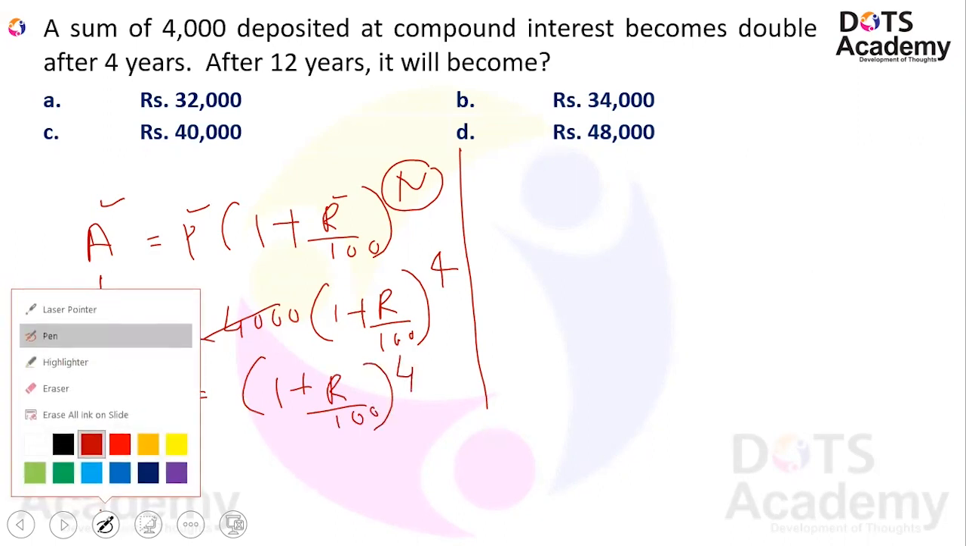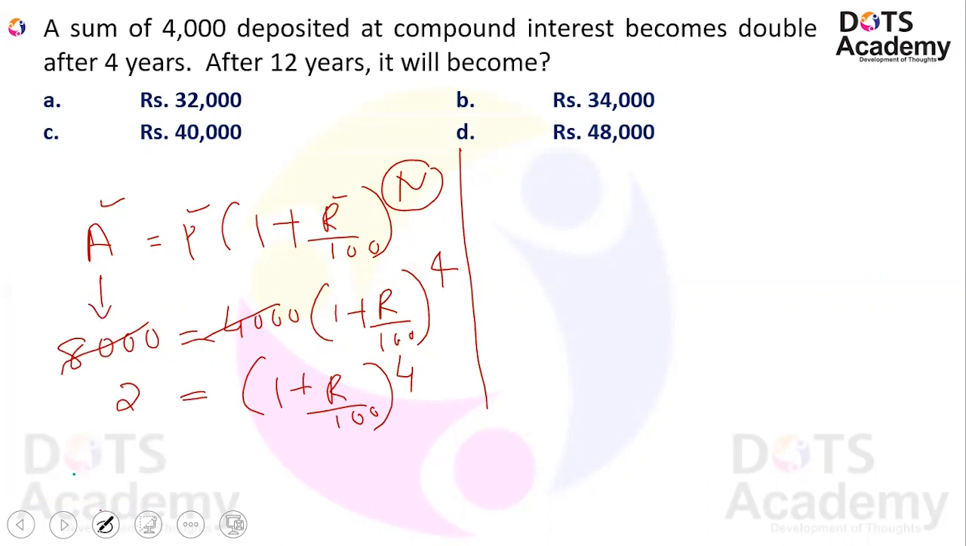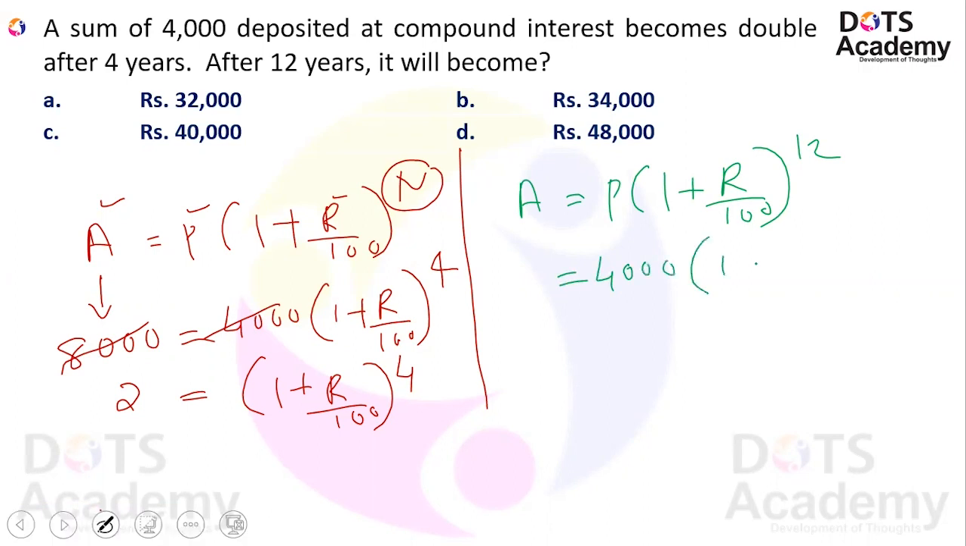Next, we have to find out the amount after 12 years. That is, amount is equal to principal into 1 plus rate by 100 the whole raised to 12, where principal is equal to 4,000 itself. 1 plus r by 100 the whole raised to 12 can be rewritten as 1 plus r by 100 the whole raised to 4, the whole raised to 3. That is, a raised to m the whole raised to n is equal to a raised to mn.